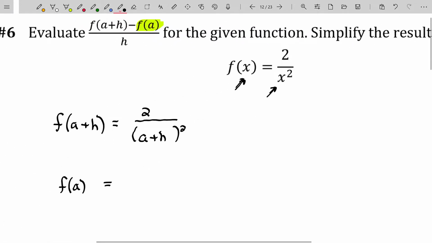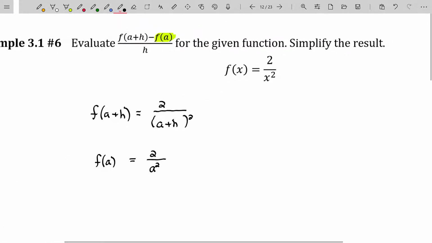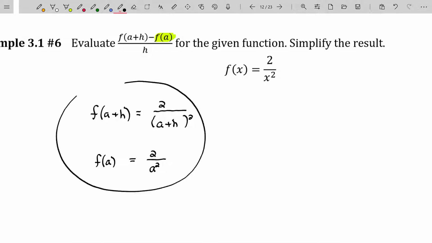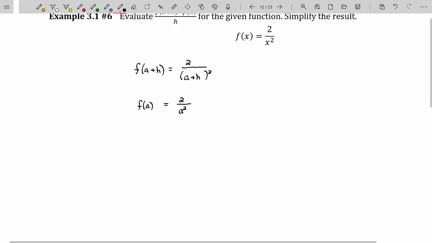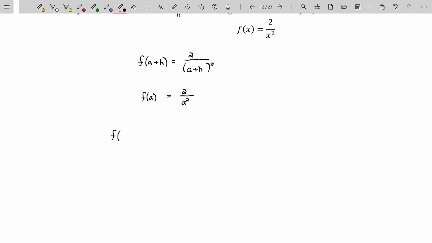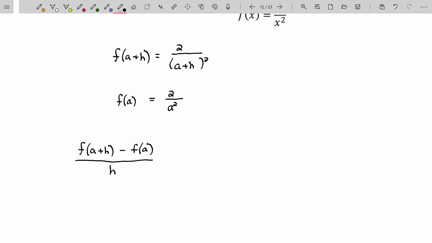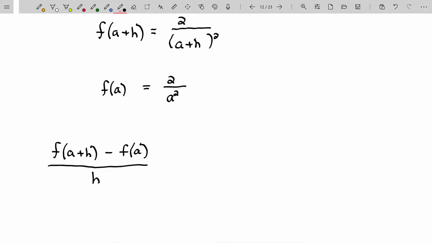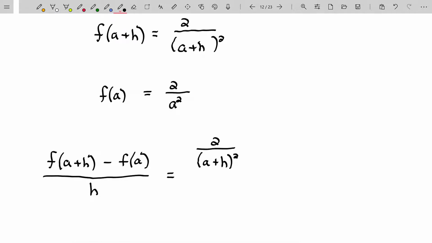So really it's just going to be 2 over a squared. And we're going to take the difference of these two expressions here, and then we're going to divide that difference by h. So let's go ahead and just write out f of a plus h minus f evaluated at a, all over h. And let's insert what we just computed here. F of a plus h, that's 2 over (a plus h) squared, as we've shown up here. F of a, well, that's 2 over a squared, as we've shown right there. And then this is all supposed to be divided by h.